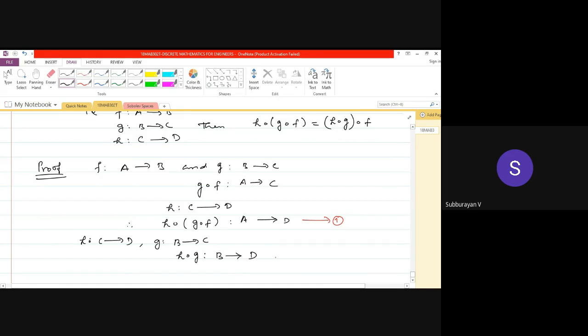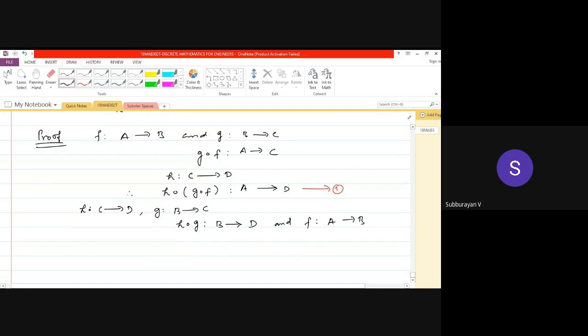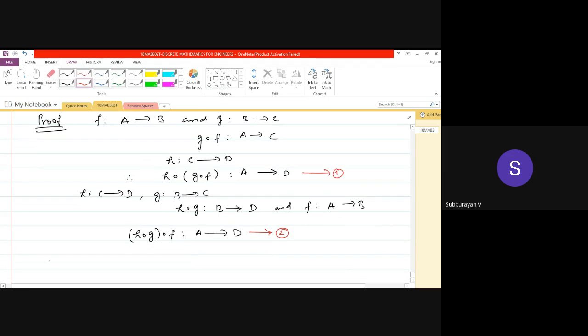And f is a function from A to B. Therefore, the correct composition is h composite g composite with f. This is a function from A to B, and this is a function from B to D. Therefore, it is a function from A to D. Let me call this equation number 2.